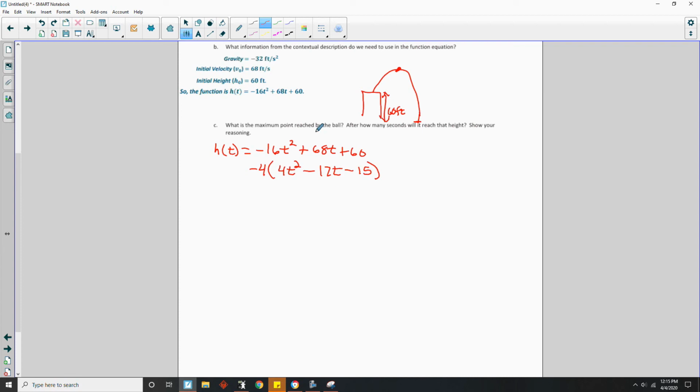So now I'm going to find the zeros. I'm going to find this point here, and if this were to continue down to the ground over here, I'm going to find this value here. And the vertex is the midpoint between these two zeros. Okay? And once I find that midpoint, then I can plug that into my equation and find the y value, and that would be the height. So that's what we're doing.